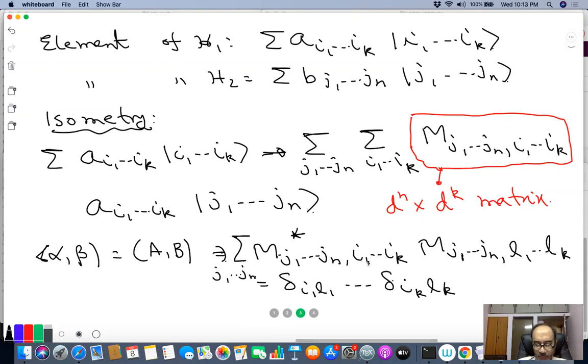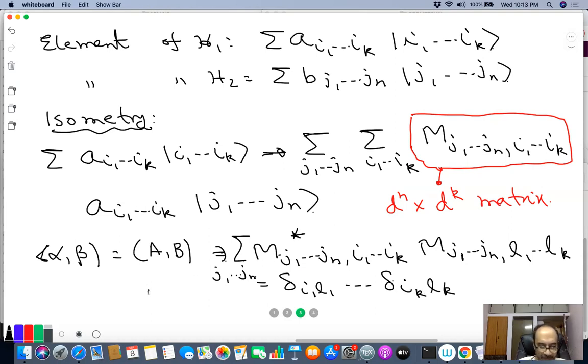Okay, so if you start from a basis vector, say I1 to Ik, it gets mapped to M_{j1 to jn, I1 to Ik} times this element. And now what you are doing is taking the inner product of the original I1 to Ik state with the original L1 to Lk state. And that's given by this. If the orthonormality has to be preserved, then this has to be given by delta I1 L1 to delta Ik Lk.